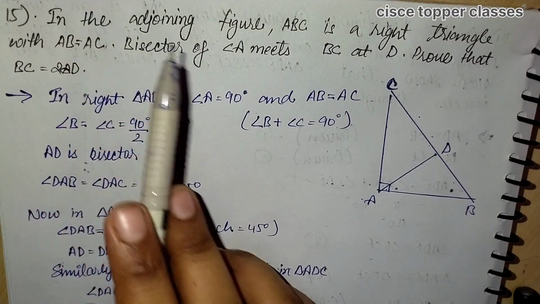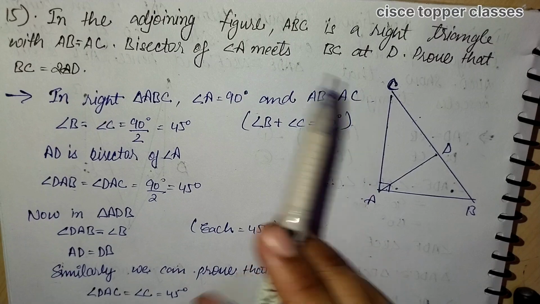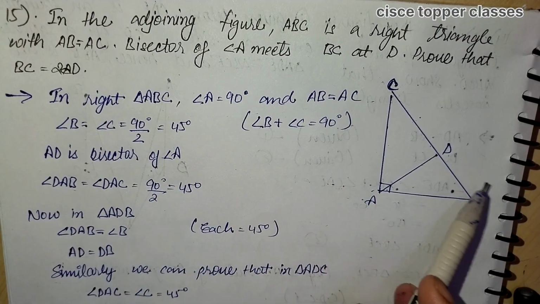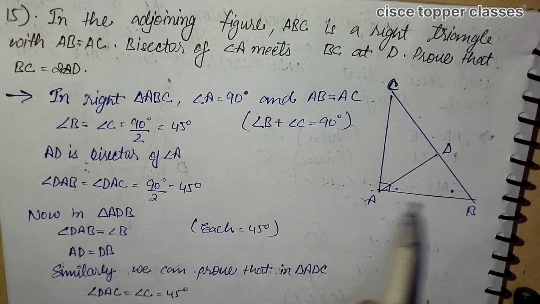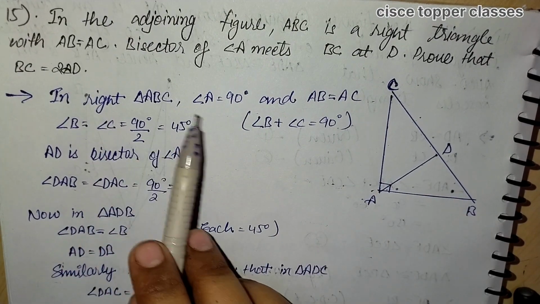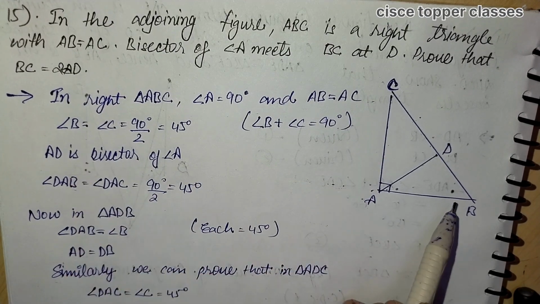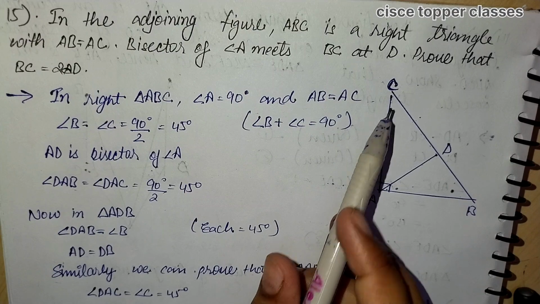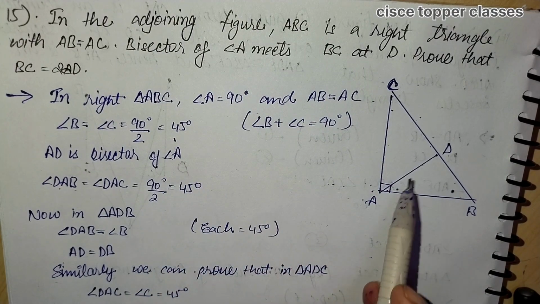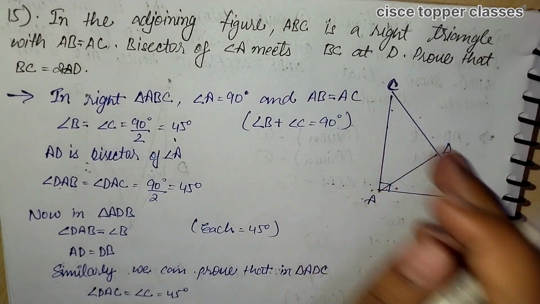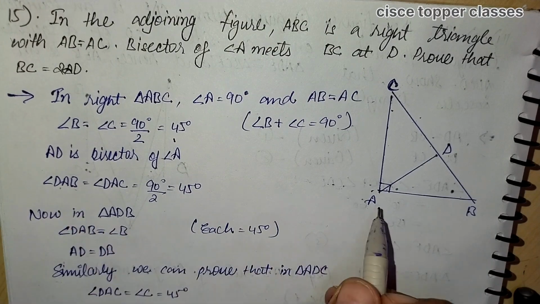Now let us solve the 15th question here. In the adjoining figure, ABC is a right triangle with AB is equal to AC, and bisector of A meets BC at D. Then we have to prove that BC is equal to 2AD. So here in right angle triangle, angle A is equal to 90 degree and AB is equal to AC. So from here we can say that angle B is equal to angle C, which is 45 degree. Here B plus C is 90 degree. Because these two sides are equal, we can say that these two angles are also equal. This is 90 degree, we will calculate, we will get 45 here.